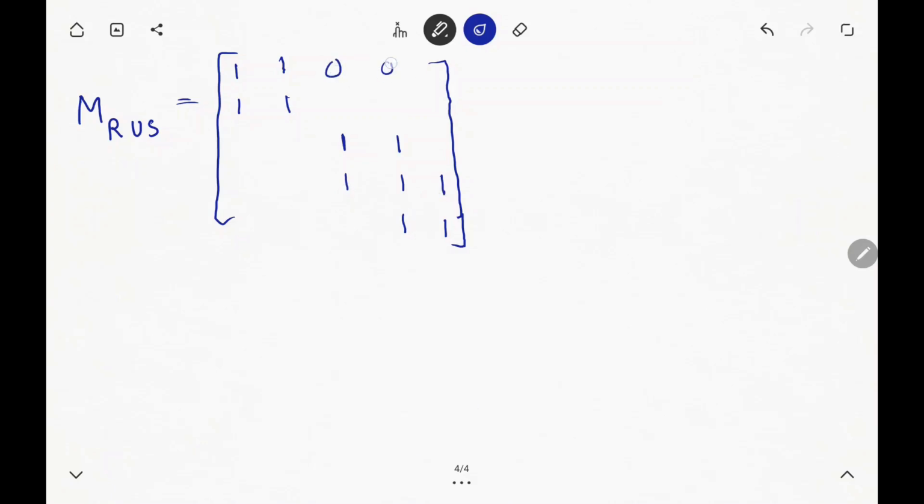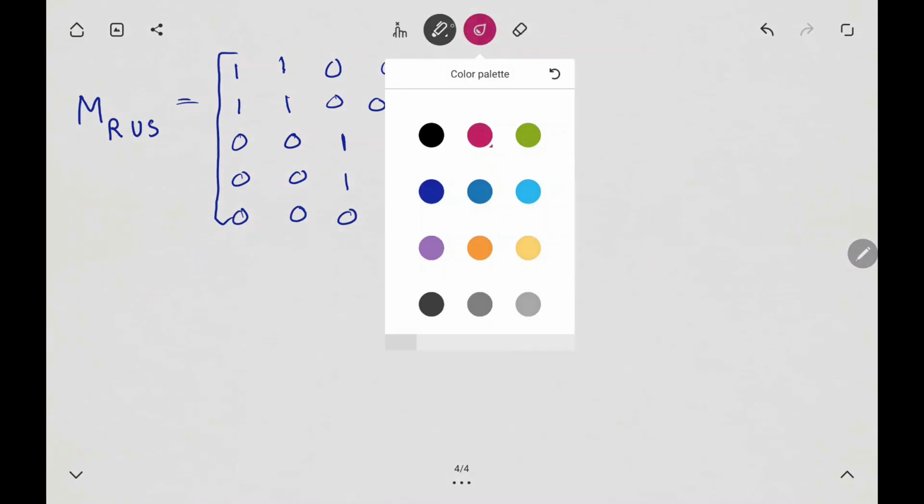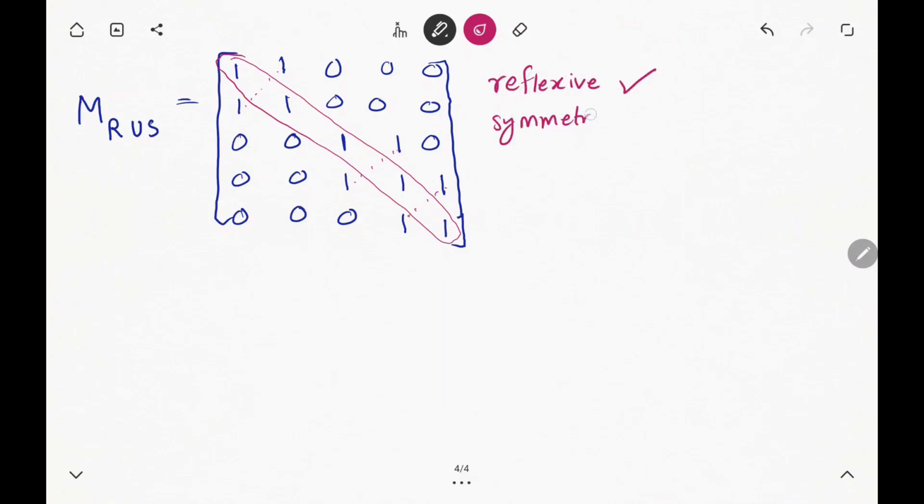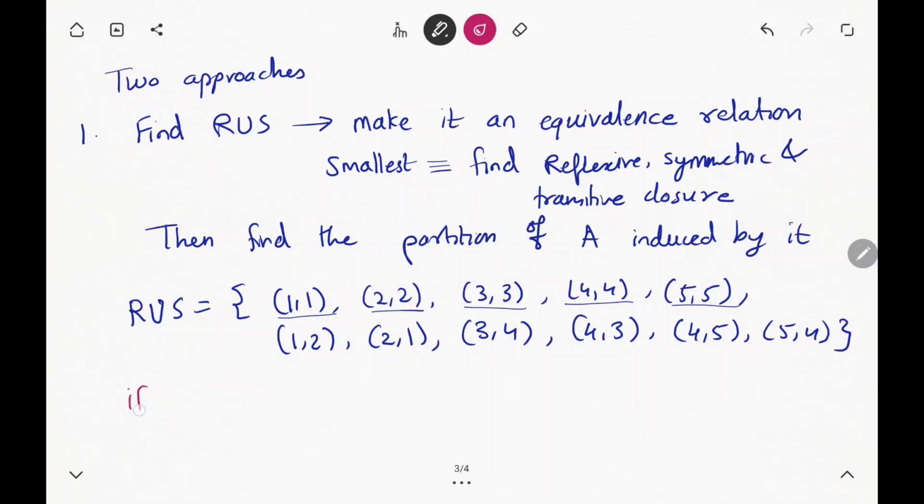We'll mark that. Okay. Now, by observation of this matrix itself, you can say that this is the matrix of R union S. And you can say that it is already reflexive. All diagonal elements are 1. And R union S is also already symmetric because the matrix is also symmetric. And by observation, you can say that all the symmetric pairs are there. So if you take R union S, automatically it is reflexive as well as symmetric.